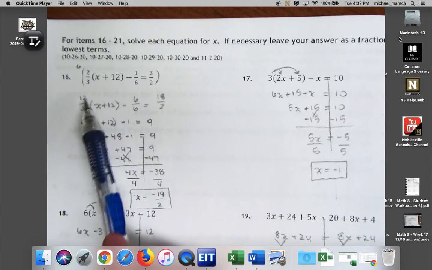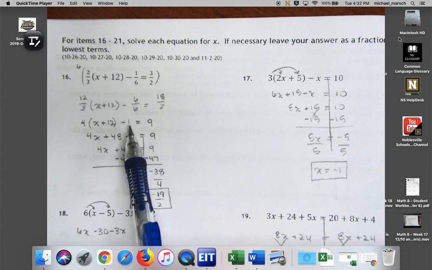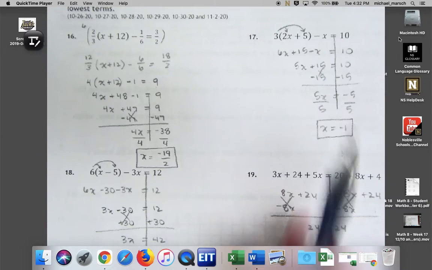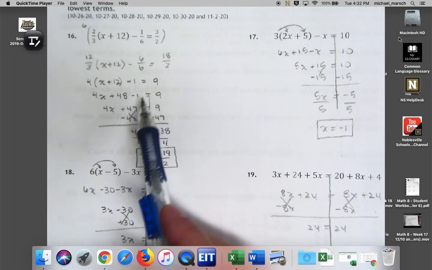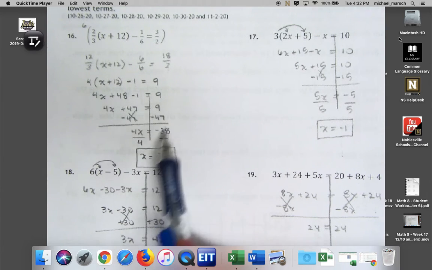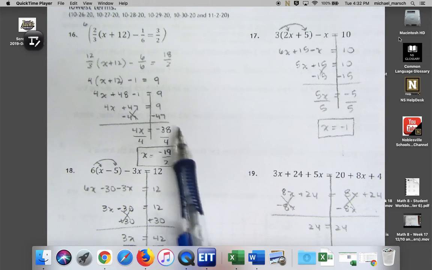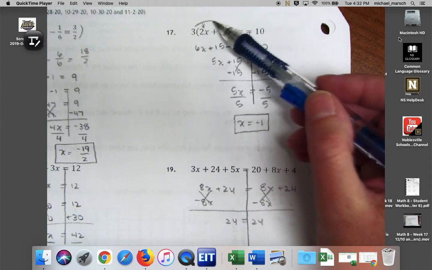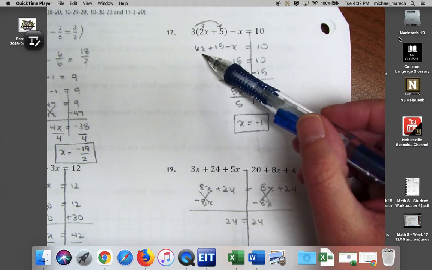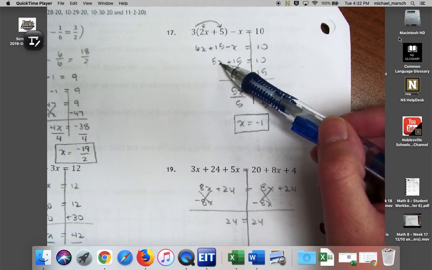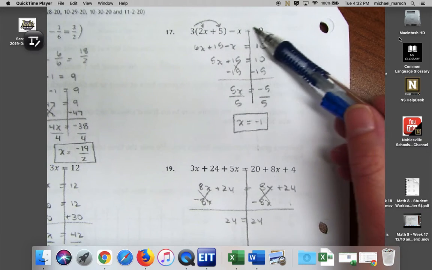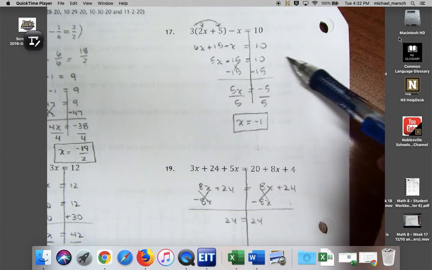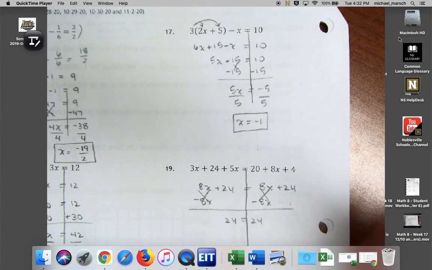Then I can simplify. 12 divided by 3 is 4. 6 divided by 6 is 1. 18 divided by 2 is 9. Now I have a beautiful multi-step equation with no fractions. So I distributed. I combined my like terms, inverse operations, and then don't forget to simplify. Over here, we just have some distributive property. I have to combine like terms. 6x minus x gives me 5x on this side. Remember, we don't do inverse operations unless we go over this wall of equality. And then I have my two-stepper. I subtract the 15, divide by 5, x equals -1.